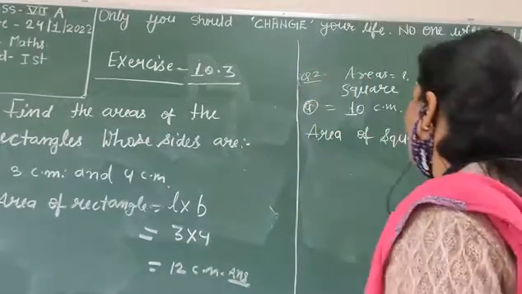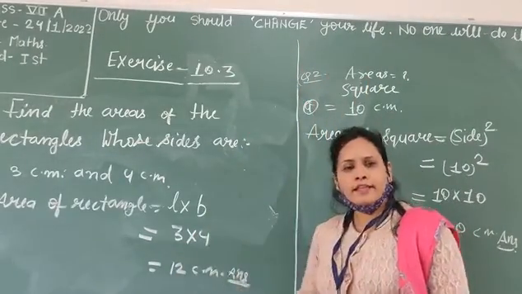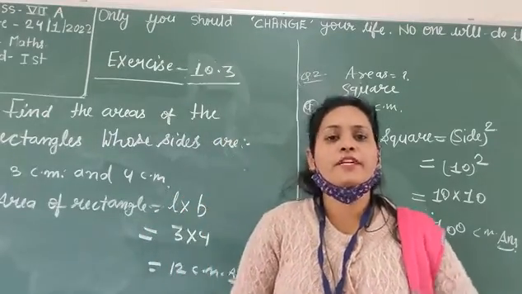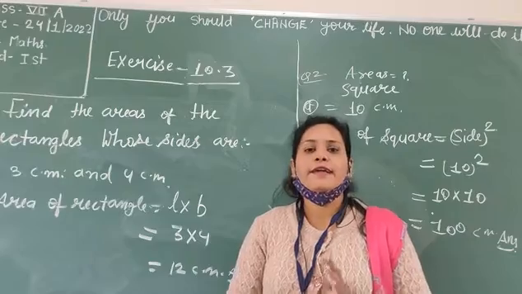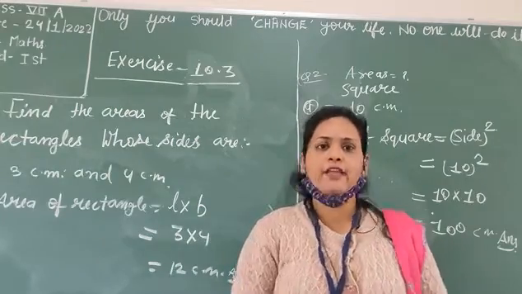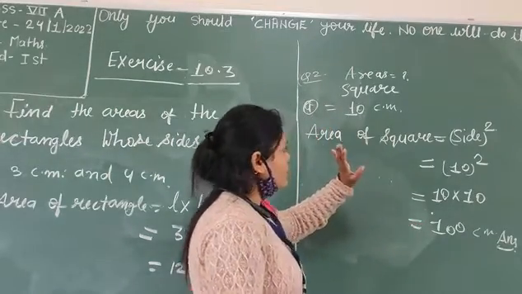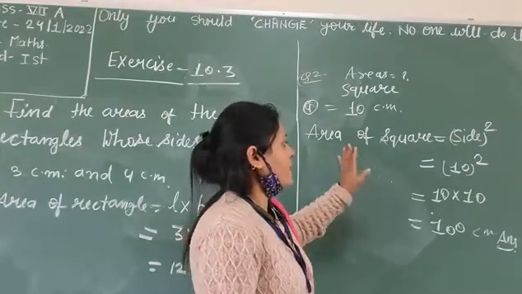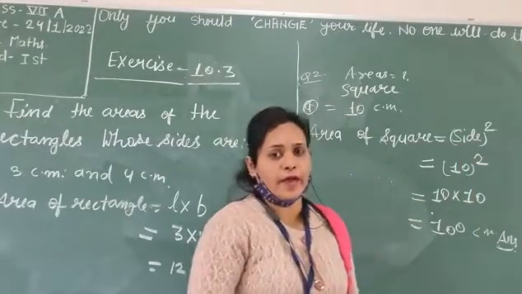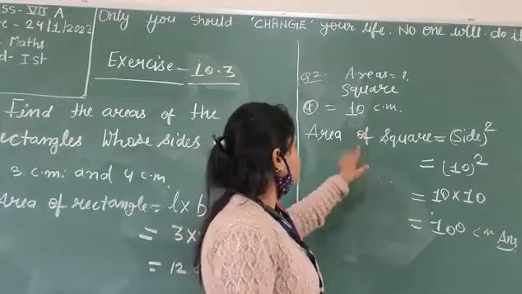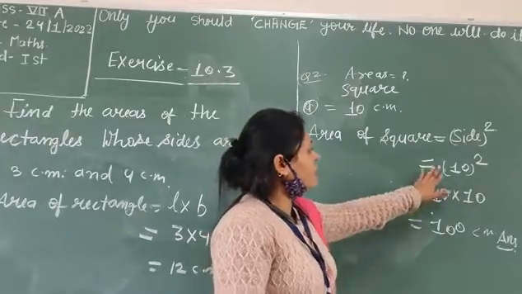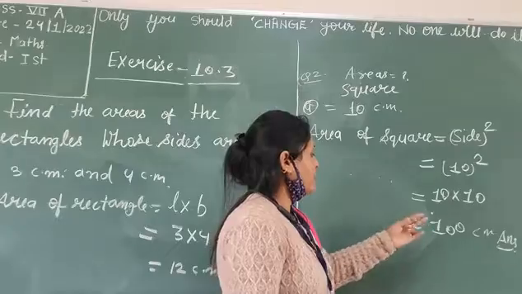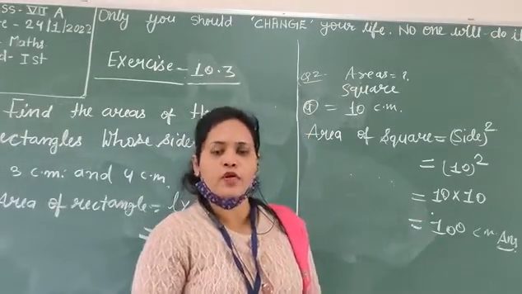Clear? Next, second question. In this question we have to find the area of a square shape, not a rectangle. So again we put the value in the formula for area of a square, which is side square. The side is 10 centimeter. So 10 squared means how many times do we write 10? 10 into 10, 2 times. Then 10 tens are 100. Okay student?